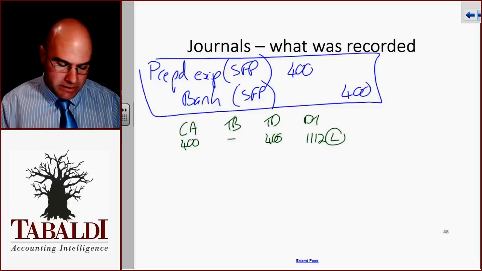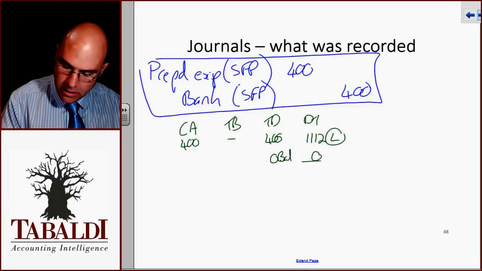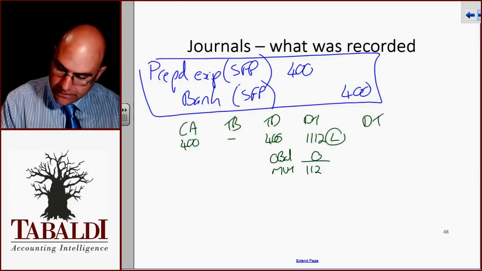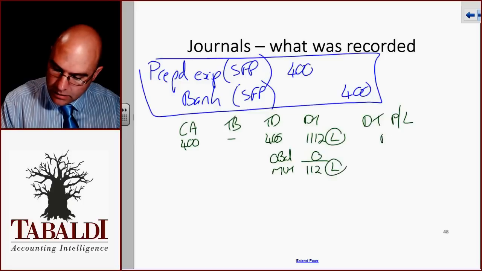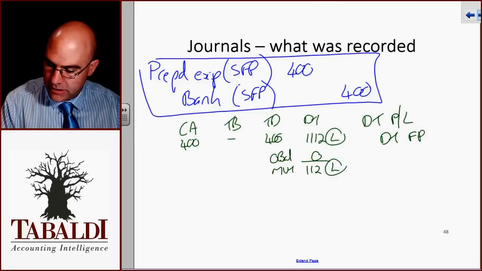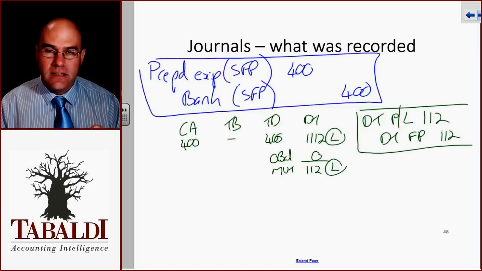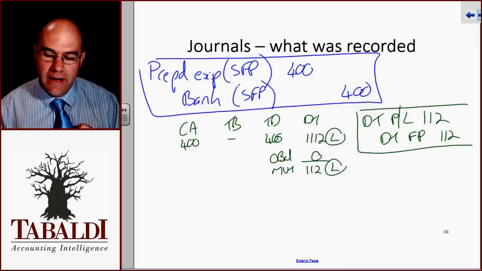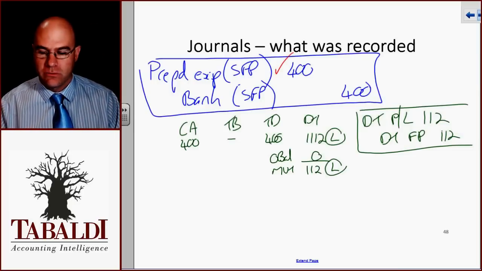Assuming there were no other temporary differences, our opening balance would have been 0. The movement would have been 112, which means we would have gone debit deferred tax, profit and loss, credit deferred tax, financial position, 112. Okay, I hope that makes sense. We now have a deferred tax liability of 112 as well as a prepaid expense, an asset, of 400.